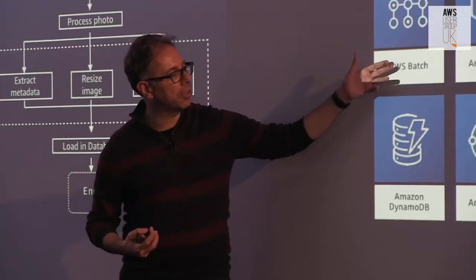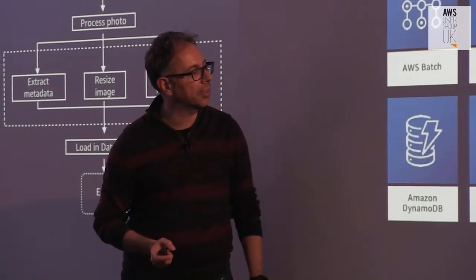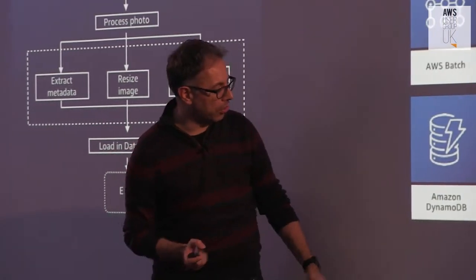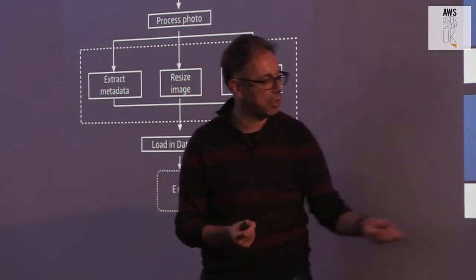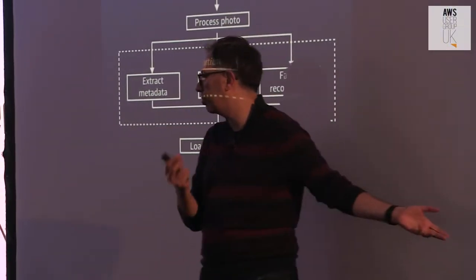And this is where you have large asynchronous activities like Batch or tasks that you run on ECS, or you can have small granular activities where you just need to store data on DynamoDB and you don't want to create a Lambda function just to do that.